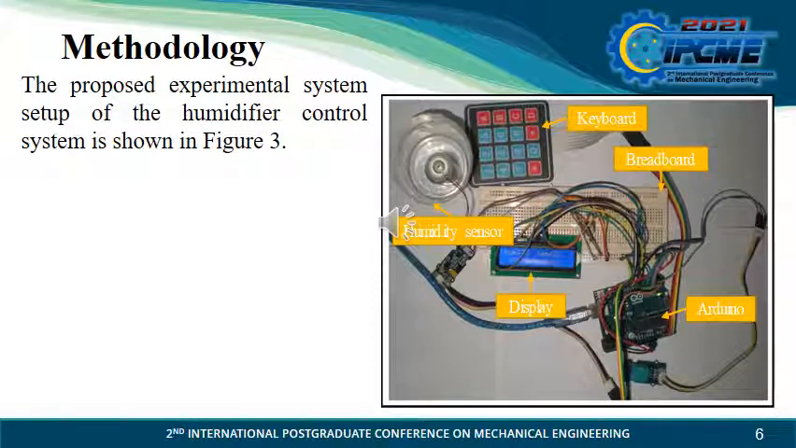In figure 3 we see the proposed experimental system setup of the humidifier control system. We can find a keyboard and a display. That keyboard is used to put in the setting value, and the display is for displaying the humidity. And we see a breadboard and Arduino. These are used to make the control system, and we may find a humidity sensor in figure 3, and there is also an ultrasonic transducer.